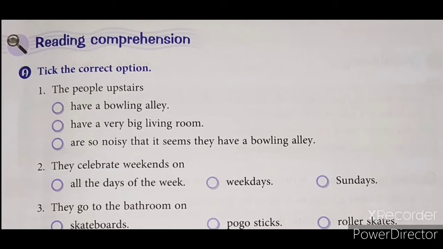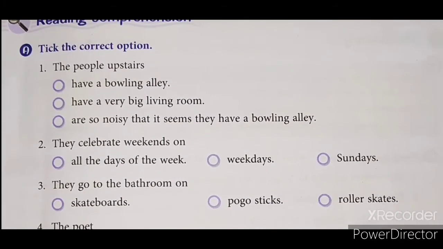Next, book back exercise, page number 35 in your book. The first one, tick the correct options. As we read the poem, we will tick the correct answers. The first question is, the people upstairs. Option A, have a bowling alley. Option B, have a very big living room. Option C, are so noisy that it seems they have a bowling alley. Answer is C.